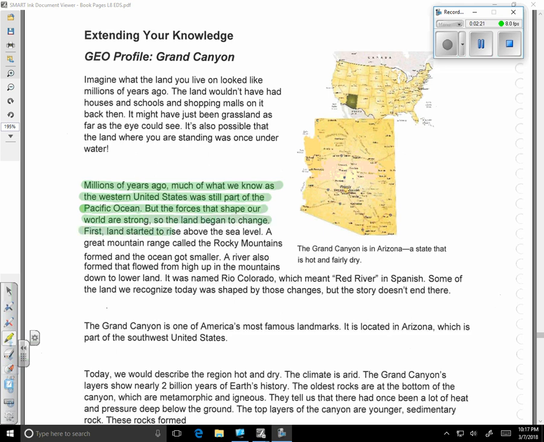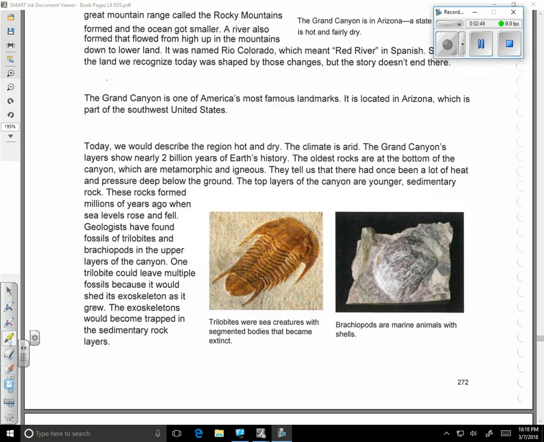First, land started to rise above the sea level. A great mountain range called the Rocky Mountains formed and the ocean got smaller. A river also formed that flowed from high up in the mountains down to lower land. It was named Rio Colorado, which means the Red River in Spanish. Some of the land we recognize today was shaped by these changes, but the story doesn't end there. The Grand Canyon is one of America's most famous landmarks. It is located in Arizona, which is part of the Southwest United States.